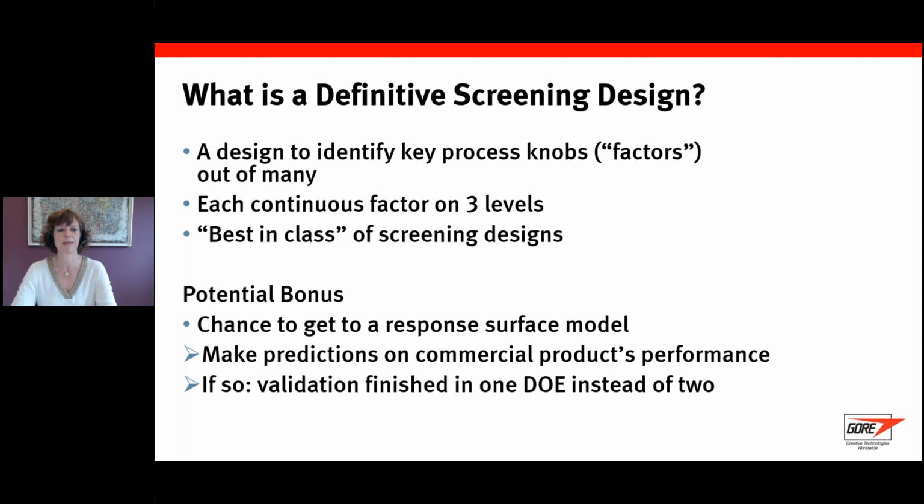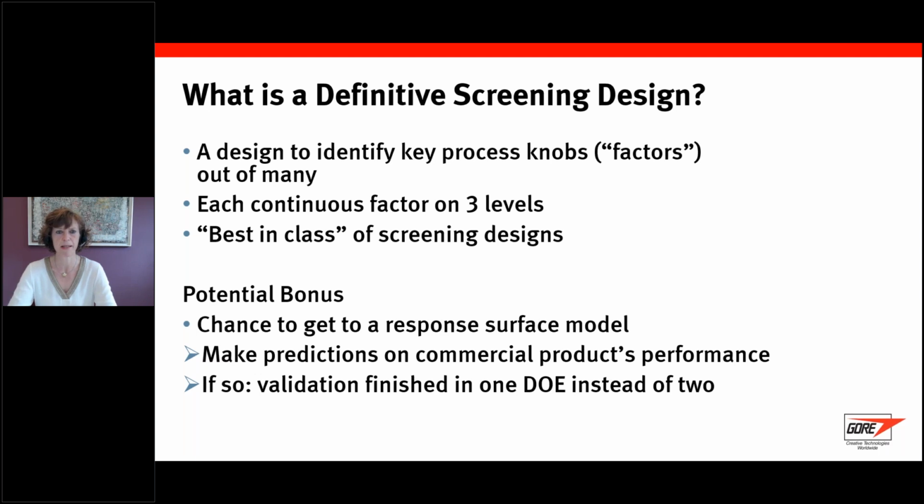We have the chance to get to a response surface model within the screening design, for which you usually use 2 DOEs and 2 steps, just as I shared in the beginning. Then we could make predictions on the commercial product's performance and identify the process window.